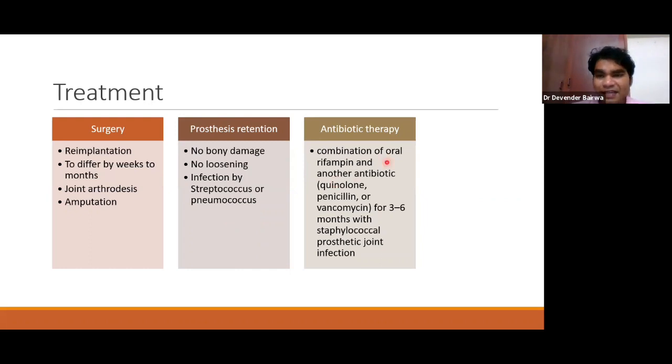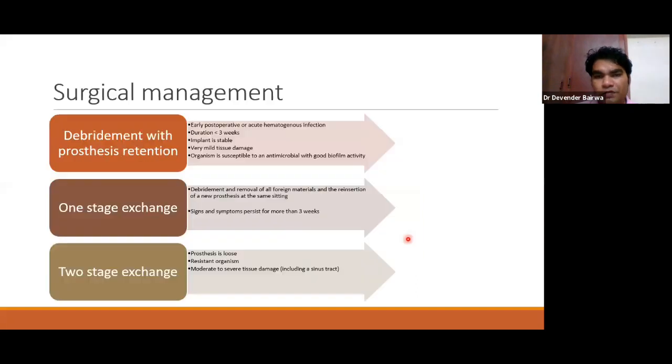In any case, antibiotic therapy has to be given. Generally, they combine oral rifampicin with another antibiotic. Rifampicin works better against biofilm-making bacteria on the prosthesis. This is the reason why rifampicin is used along with another antibiotic. We can use quinolones, penicillin or vancomycin, and therapy is prolonged for 3 to 6 months with staphylococcal prosthetic joint infection.